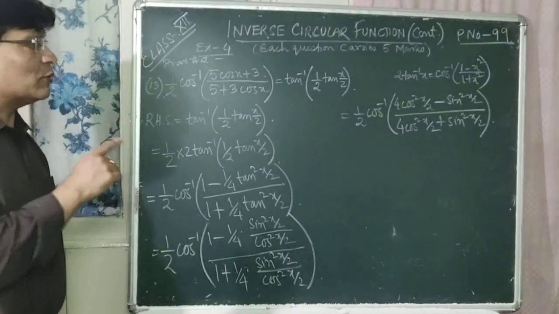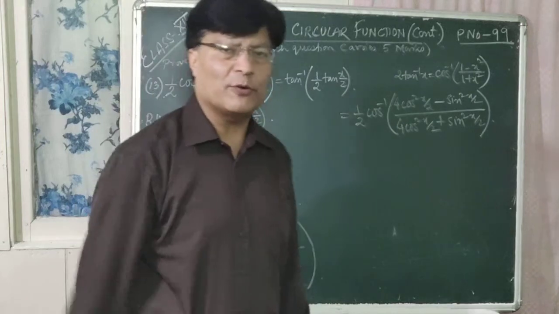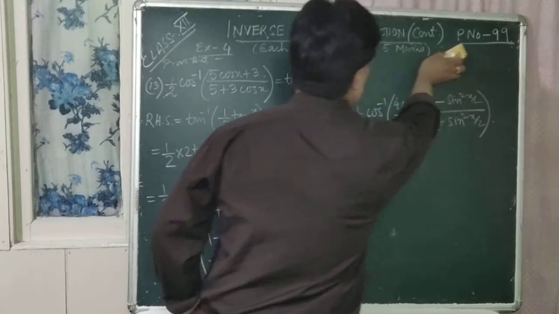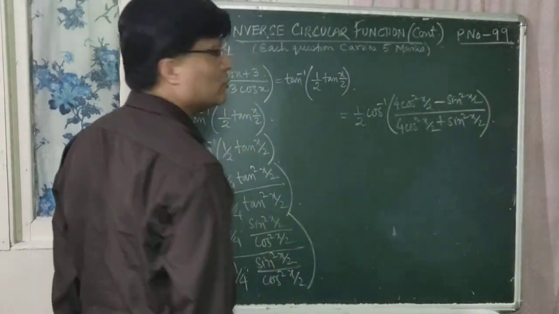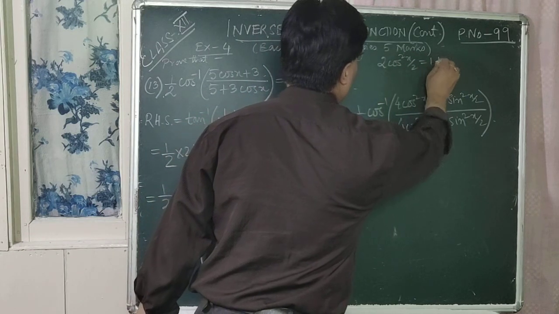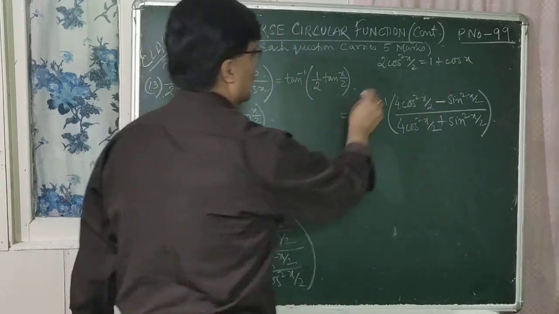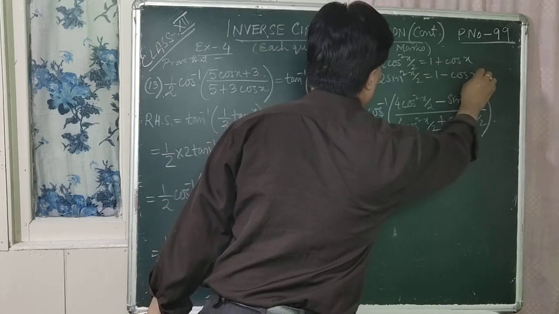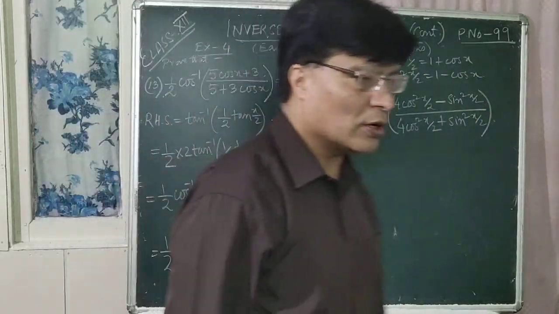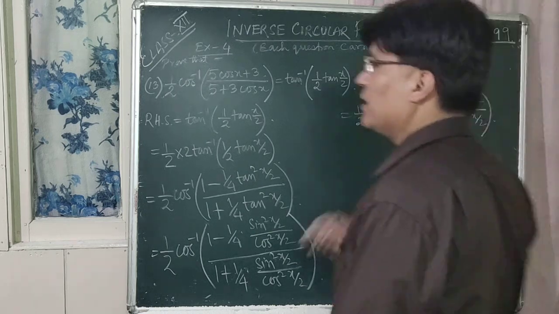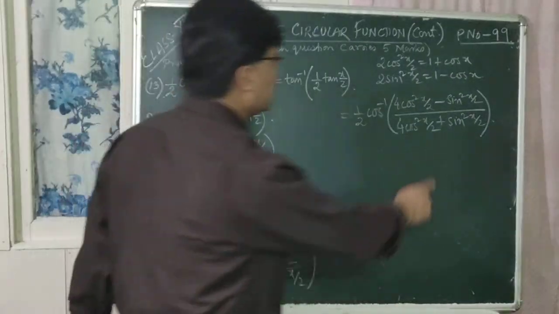Okay. So now in this case also you can use the formula of 2 cos square x by 2 and 2 sin square x by 2. You should know it, isn't it? So in the previous problem also we used that formula, that is 2 cos square x by 2 is equal to 1 plus cos x, right? And the other one is 2 sin square x by 2 is equal to 1 minus cos x. So we have to use this formula in this case. But we need 2 here also.